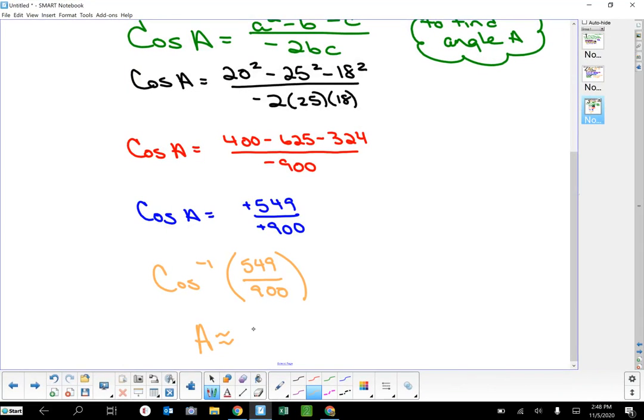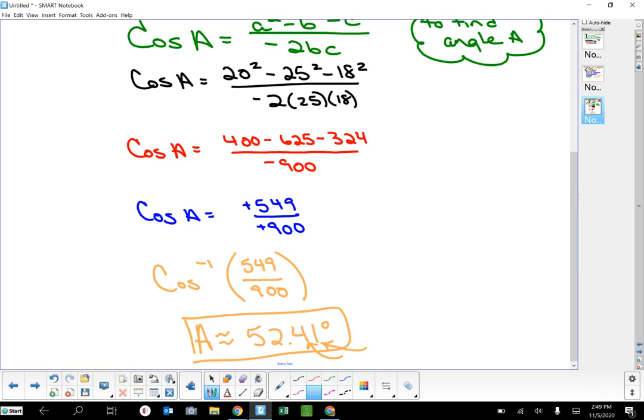52.41 degrees. And I don't remember if this was to the nearest 10th or the nearest 100th or whatever. Remember that tenths are the first decimal place, hundredths are the second. So you'll need to figure out where you want to go with that.